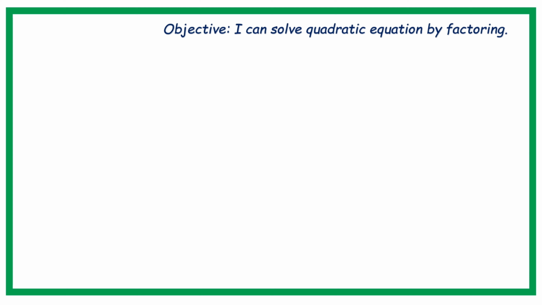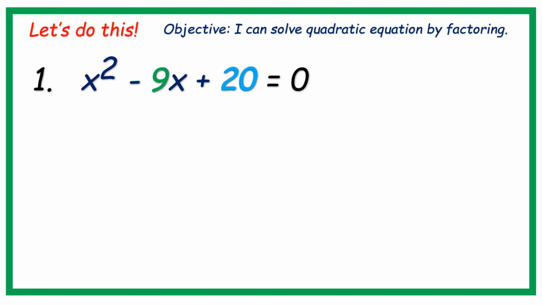Let's do this again. Our objective: I can solve quadratic equation by factoring. x squared minus 9x plus 20 equals 0. We are going to focus on the second term, which is negative 9x, and the third term, which is positive 20.